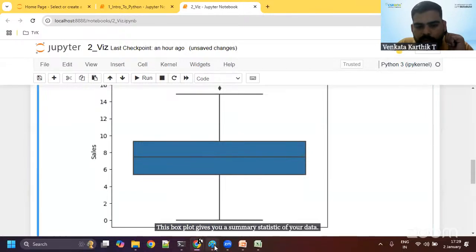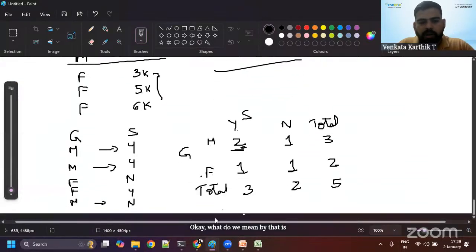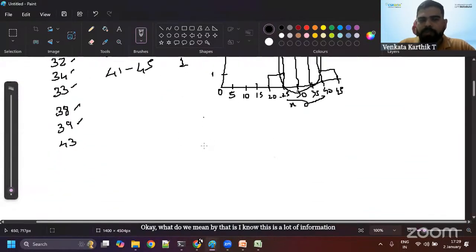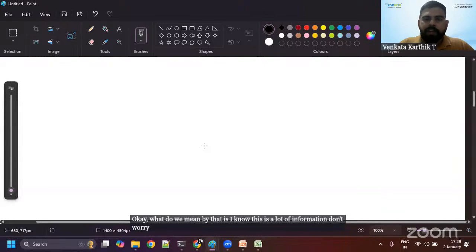What do we mean by that is, I know this is a lot of information. Don't worry. It's a way to get an idea of what are the different things available.